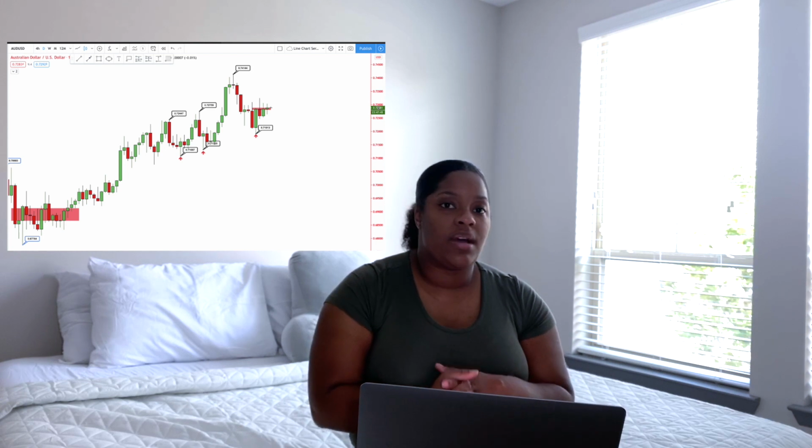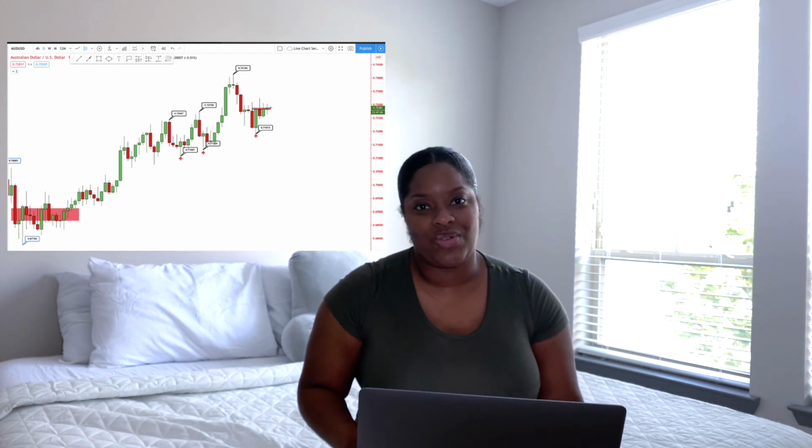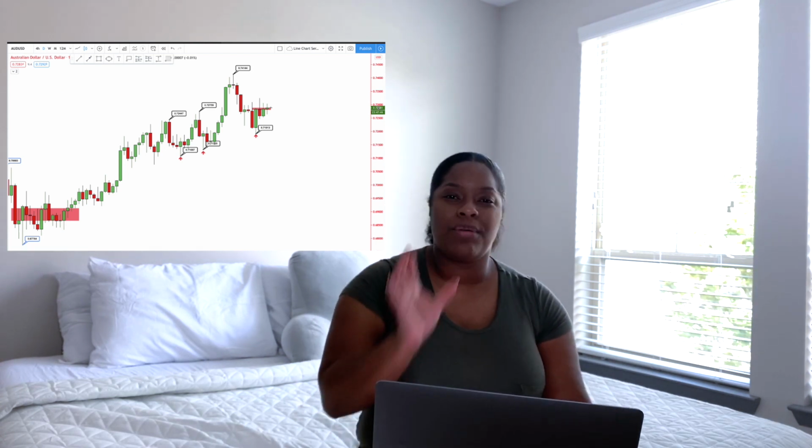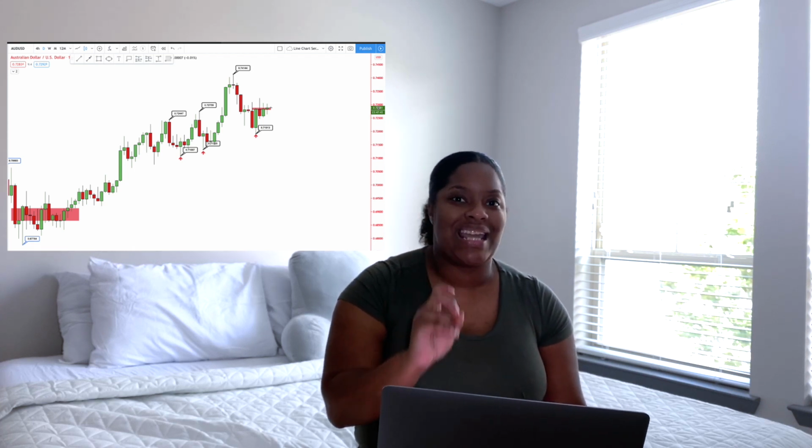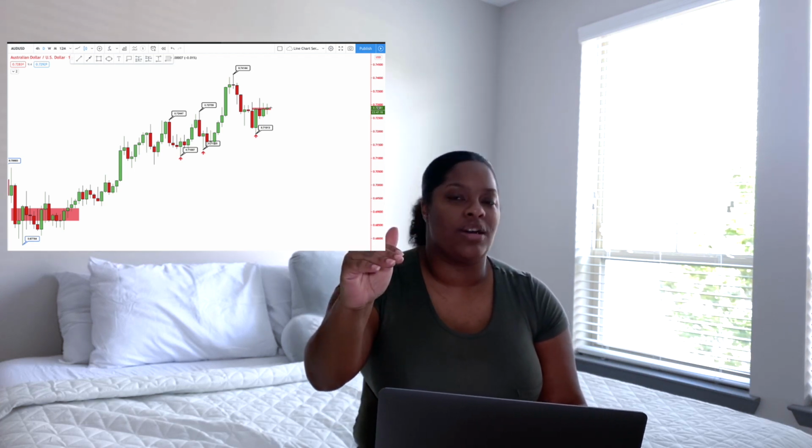So dealing with the Australian dollar, once again, you guys, being a trend trader, this is what I mean. This is a perfect example of increasing exchange rates, or a badass uptrend, right?